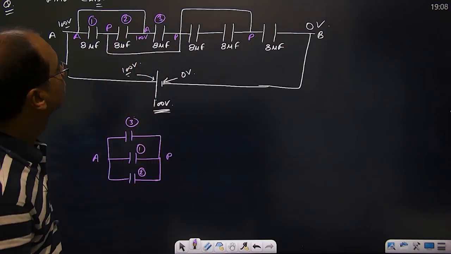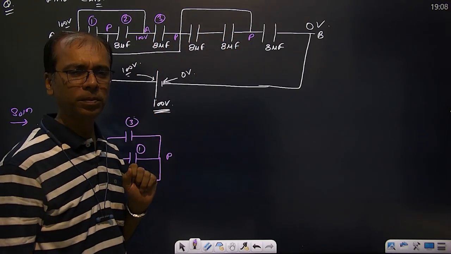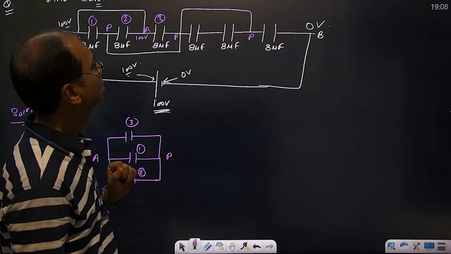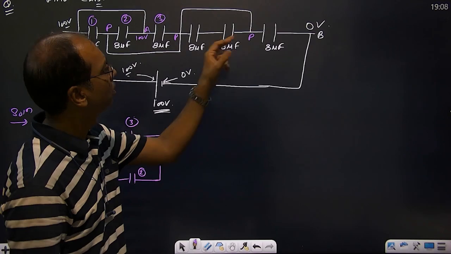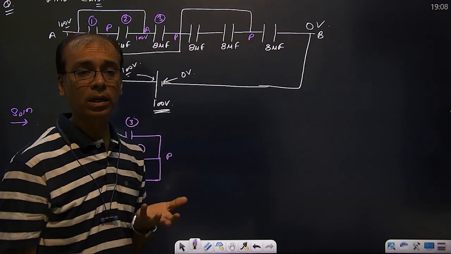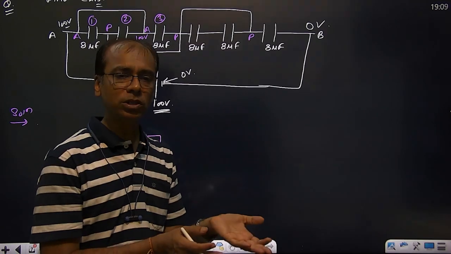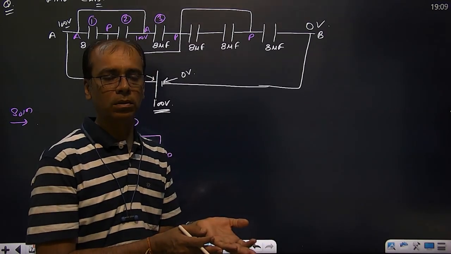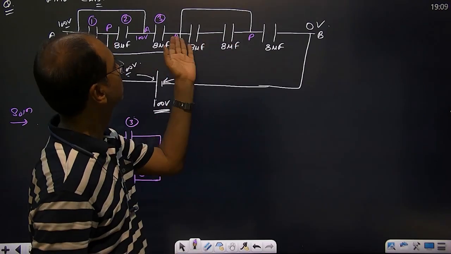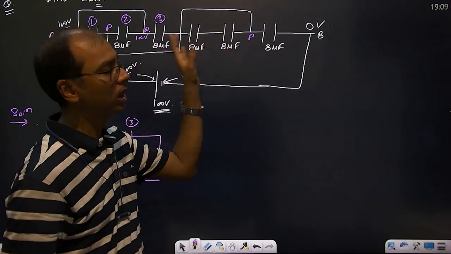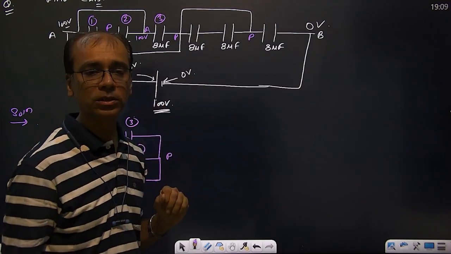Now this is P and this is P. But if this is P and this is P, the potential here and here is the same, then the charge will not go through this, no? We have studied that the charge will go only when there is a potential difference, right? Charge flows from higher potential to lower potential. But here there is no potential difference. This is P, this is also P. So there is no charge. So these two capacitors are useless capacitors.